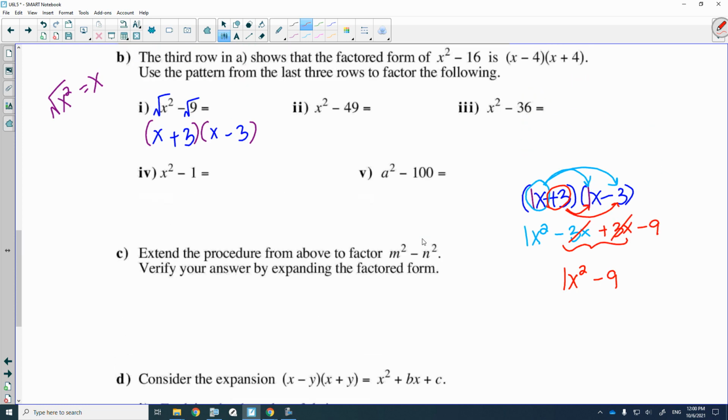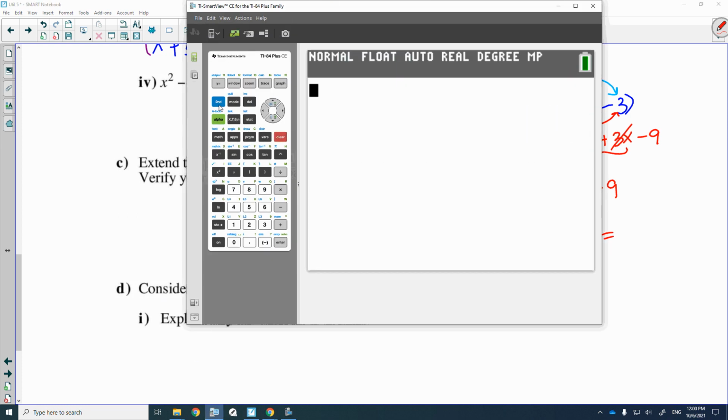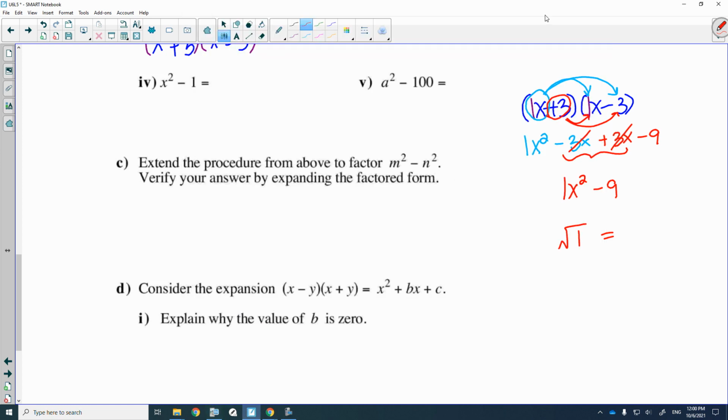Now, one more thing I want to show you before we quickly do the remaining ones. What is the square root of 1? Do you guys know? Square root of 1, you can take the square root of 1. Square root of 1 is 1, okay? So if I say like 1x squared and you're square rooting that, it would be 1x. So square root of 1 is 1.